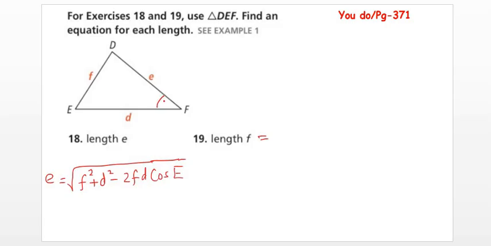And to find length f, now erase all of it and see what we have. We are trying to find f, so the opposite angle is capital F. So you can say f equals square root of, what are the sides in which the angle is included? It's d squared plus e squared minus 2de times cos angle F. Clear?